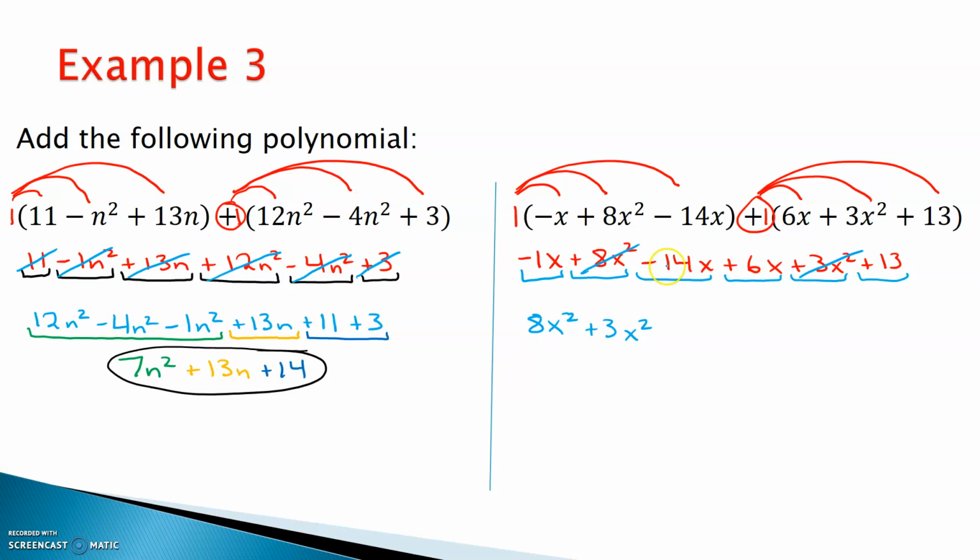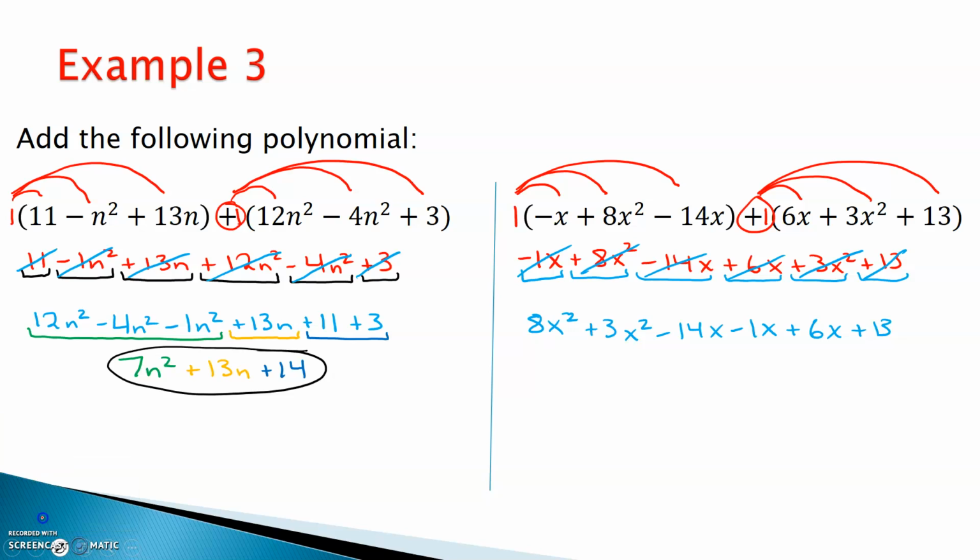Okay, I got no more x squared. So let's move on to negative 14x. I got a negative 1x. I have a positive 6x. So again, x squares, x's, and then lastly the positive 13. And again, cross them off as you go. It's just easier to keep track of your numbers.